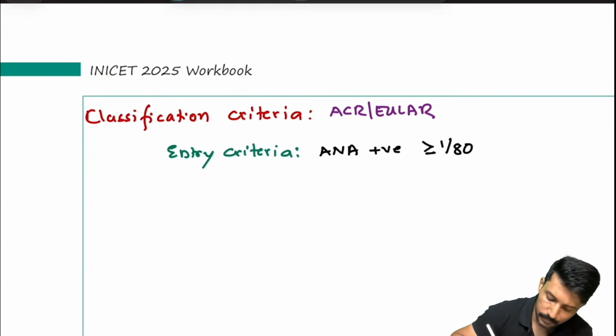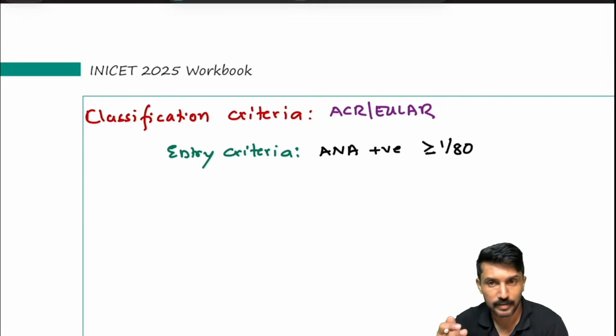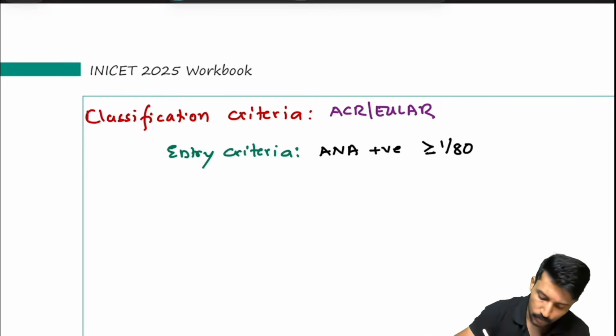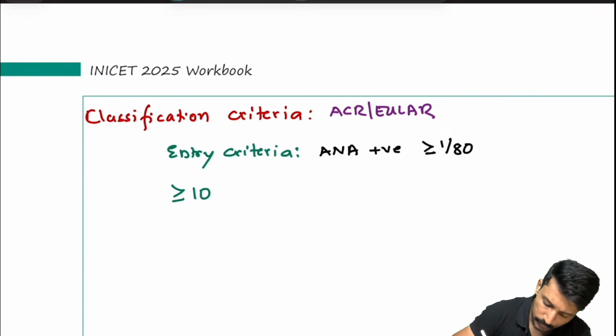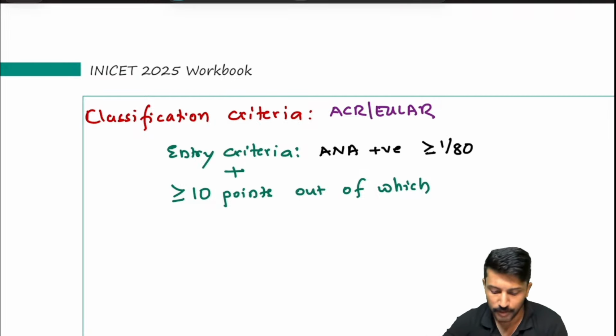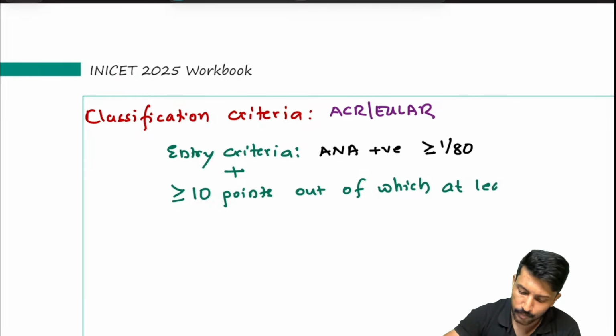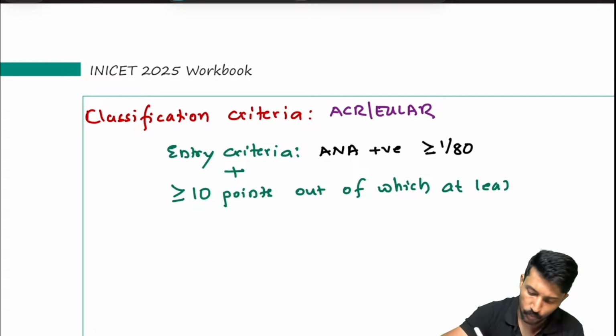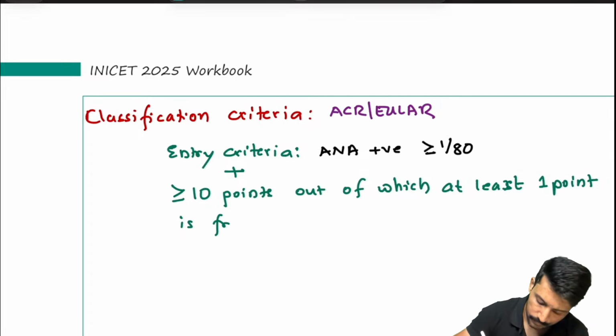After that, we will have lab and clinical criteria. So we need more than or equal to 10 points. So I need entry criteria plus more than or equal to 10 points, out of which at least 1 point is from clinical criteria.